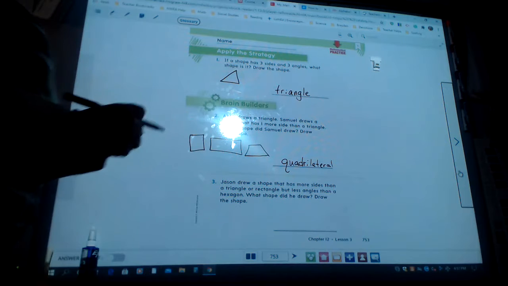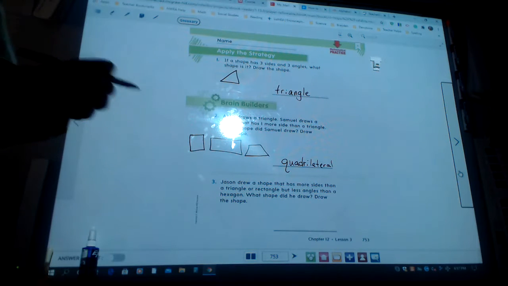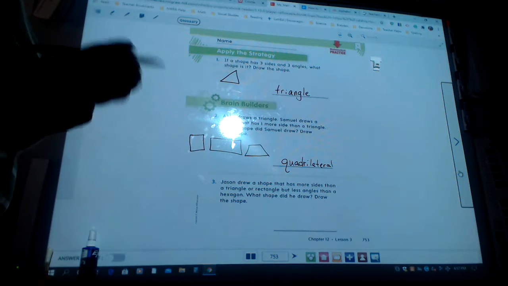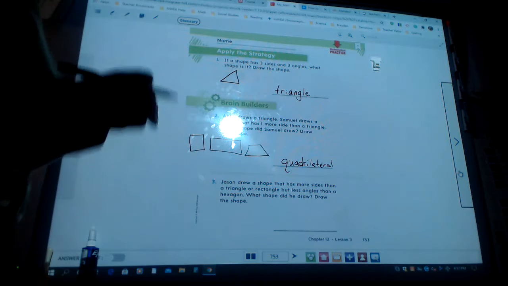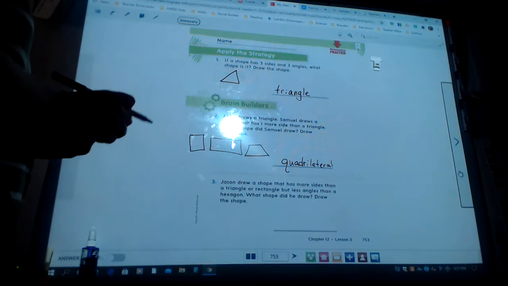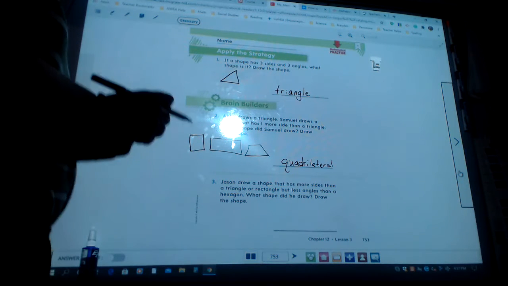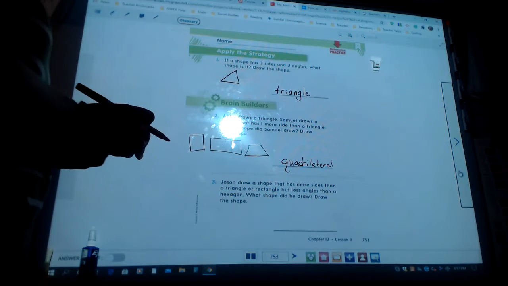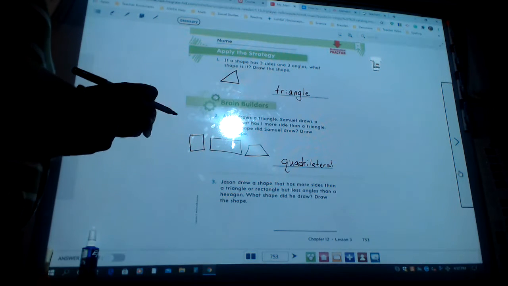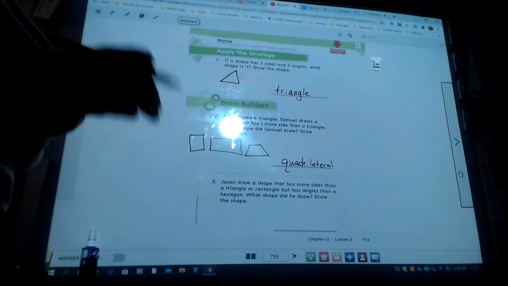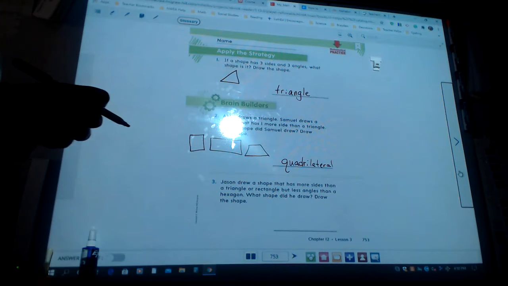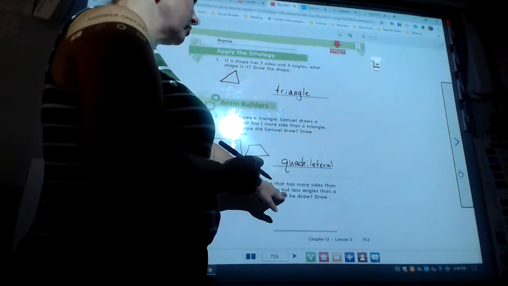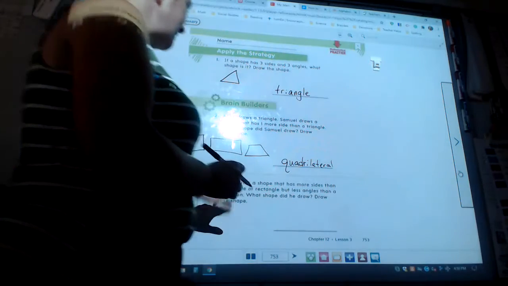Let's look at number 3. Jason drew a shape that has more sides than a triangle or rectangle. Okay, more sides than a triangle, more sides than a rectangle. Okay, so triangles have 3, so it has to be 4 or more, and it says a rectangle. So a rectangle has 4, and it has more sides than that. So it has to have 5 or more sides. Okay? But, oh, here's another clue. Less angles than a hexagon.